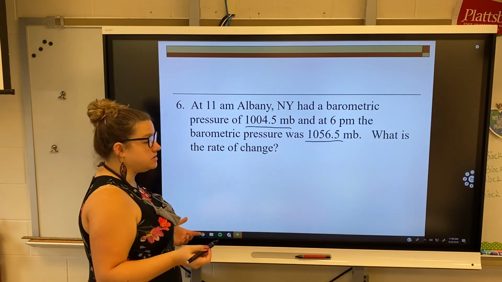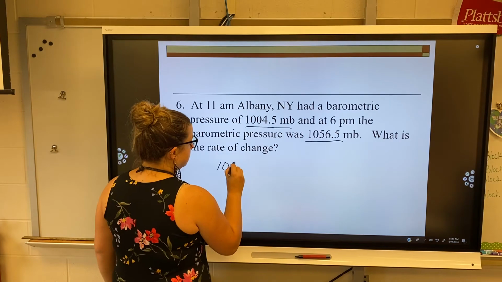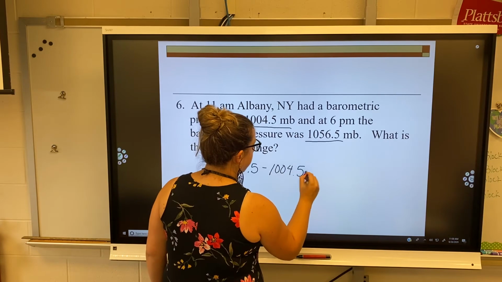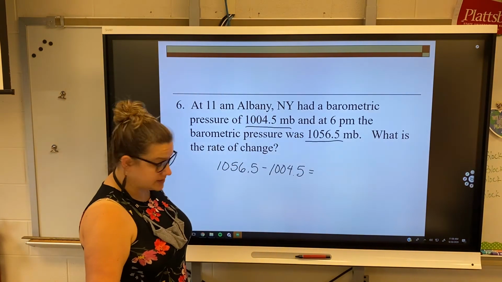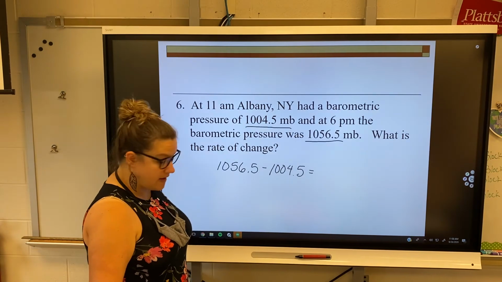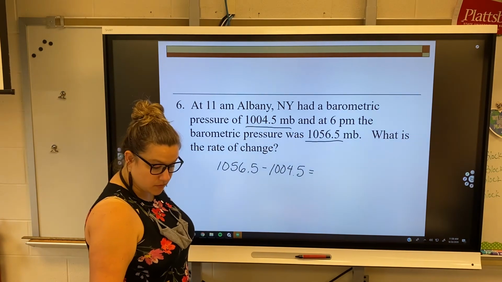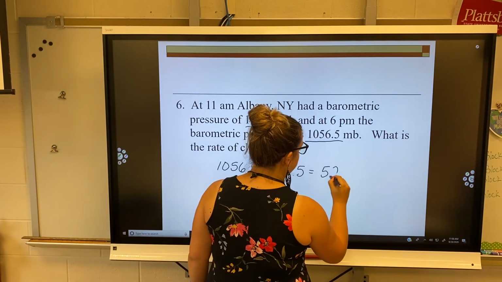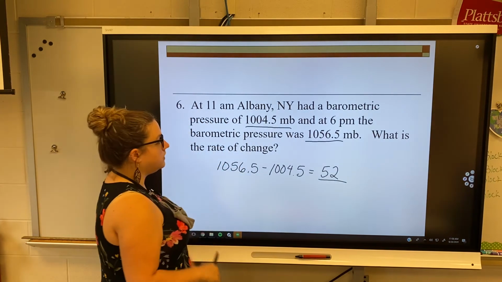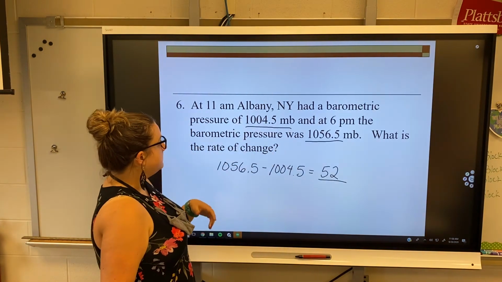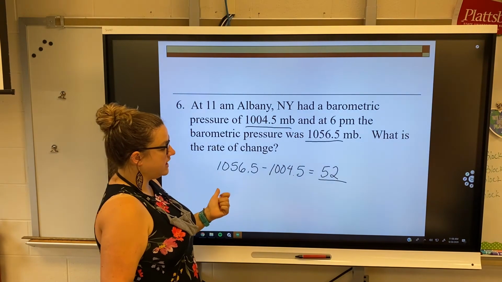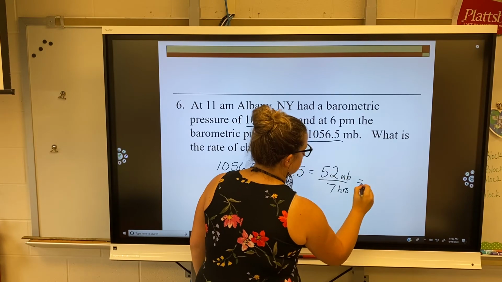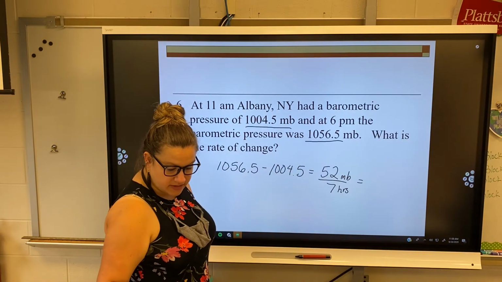It's going to be the change in y value, which is 1,056.5 minus 1,004.5 equals, this is where your handy dandy calculators come into play. I get 52. So there's my millibars. Over how much time? Well, it went from 11 a.m. to 6 p.m. So 11 to 12, 1, 2, 3, 4, 5, 6. So it is 7 hours. So 52 millibars divided by 7.